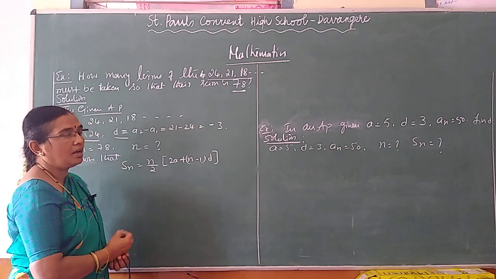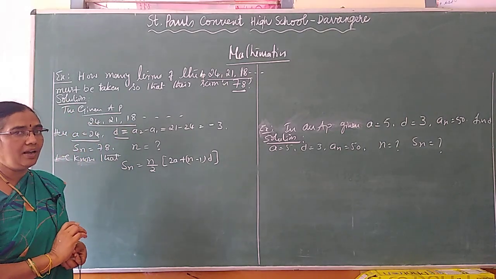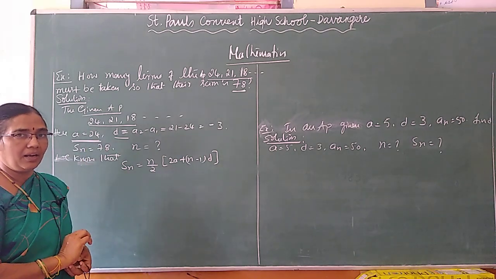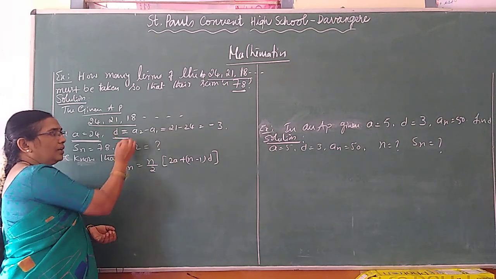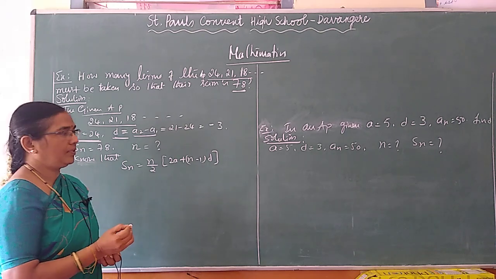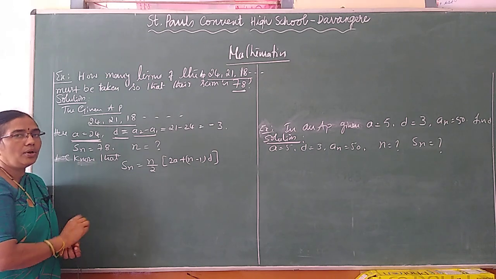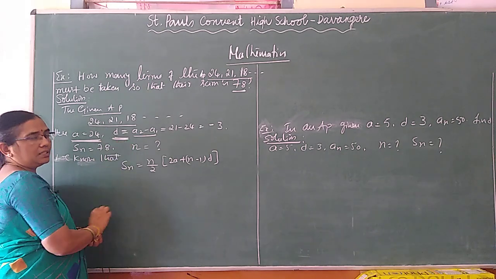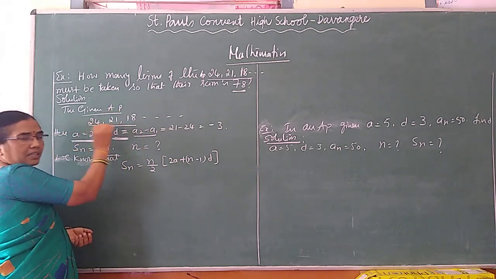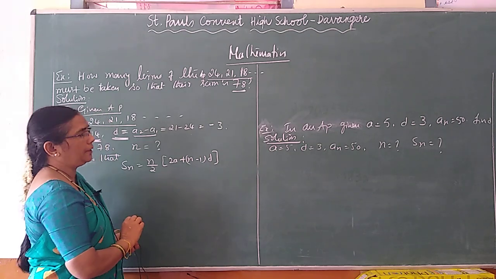Is it so, children? When the AP is given, you identify the first term A, and likewise you identify D, that is, you are taking A2 minus A1. Okay, so from the AP we know A is 24. D means A2 minus A1, that is 21 minus 24, that is equal to minus 3.